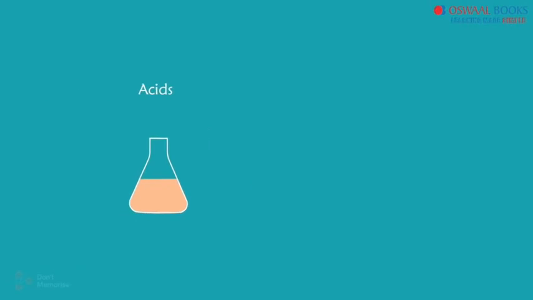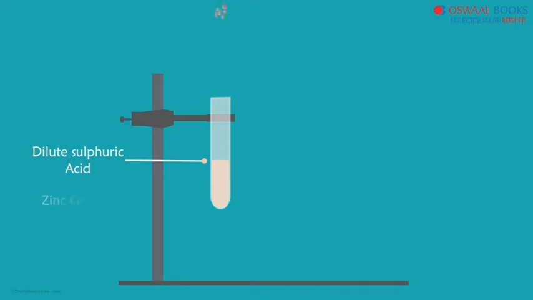Happy learning! To understand how acids react with metals, we can perform a very simple experiment. Make sure you're assisted by your teacher when you're performing this experiment. Take a stand and, using the clamp, we have the test tube placed as follows. In this test tube, we add 5 milliliters of dilute sulfuric acid and then add a few pieces of zinc granules to it. What do you observe?